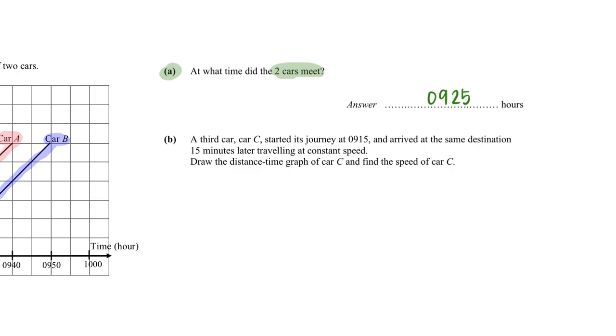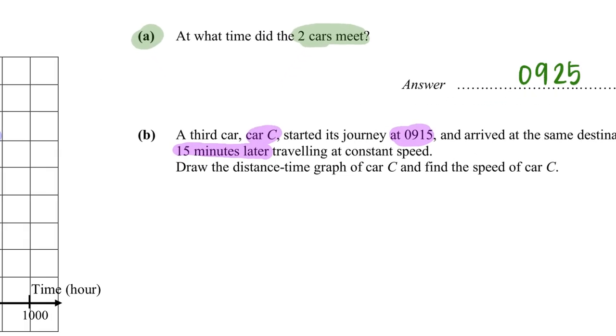Part B. Now, there is a third car, car C. It started its journey at 9:15 a.m. and arrived at the same destination 15 minutes later. Since it is 15 minutes later, this tells me that the starting point is here, and 15 minutes later will be 9:30 a.m.